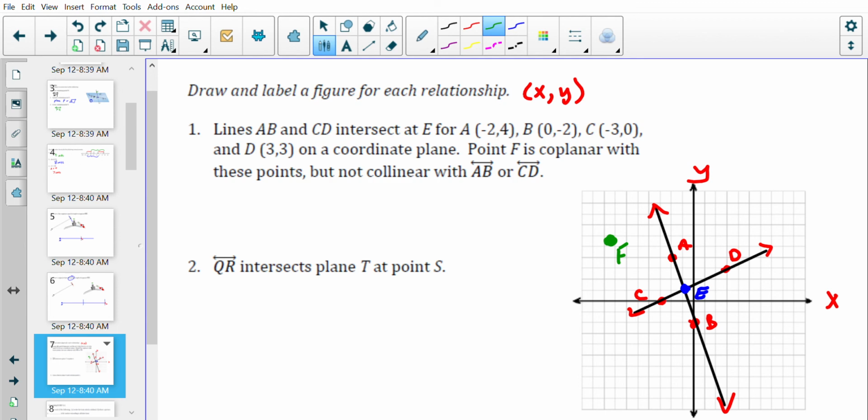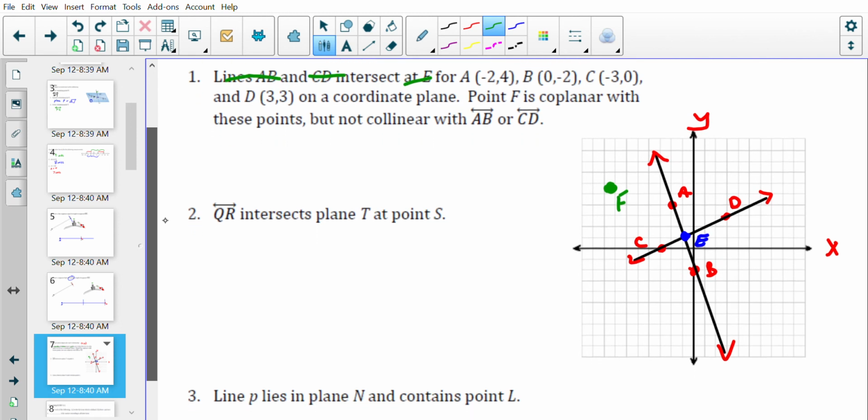Now we have done everything. So we've drawn lines AB and CD. We've got the intersection at point E. We've plotted all the points. We've put point F. Therefore, we have satisfied every direction within our first problem.